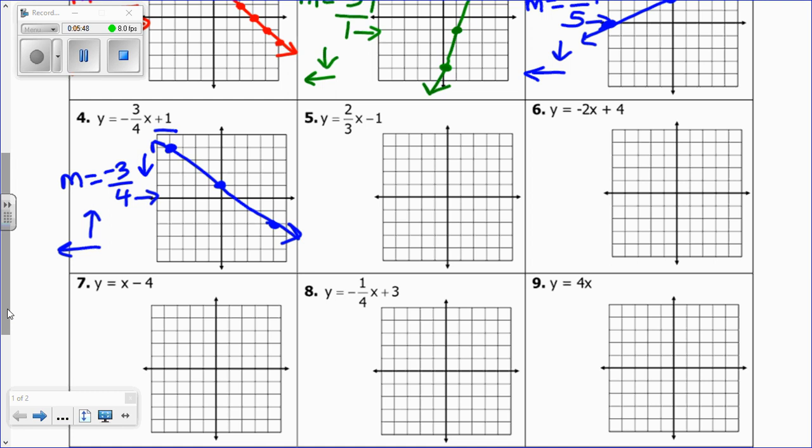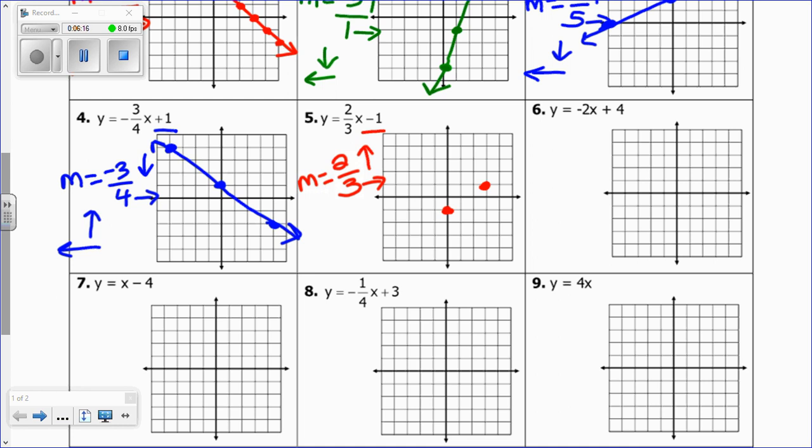In example 5, we have negative 1 as our y-intercept. So let's go ahead and plot the y-intercept of negative 1. And then our slope is 2/3. So we've got to rise 2, go up 2, move to the right 3. So I'm going to go up 2 from the y-intercept and right 3.